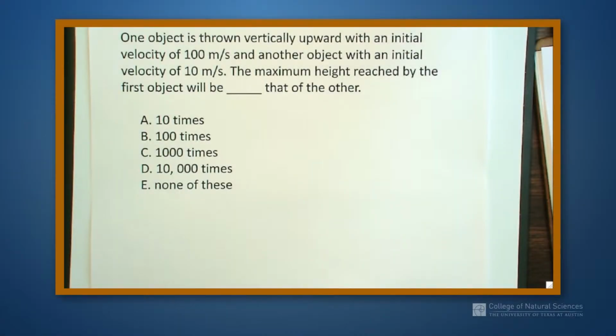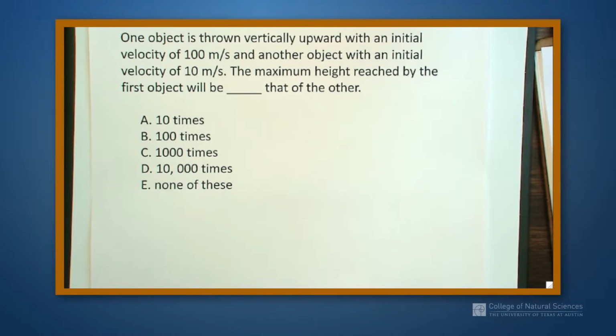So let's take a look at this question together. It says that one object is thrown vertically upward with an initial velocity of 100 meters per second, and another object with an initial velocity of 10 meters per second. So they're both thrown straight up with two different velocities. One of them is 10 times larger than the other. It's asking what's the maximum height reached by the first object compared to that of the second object.